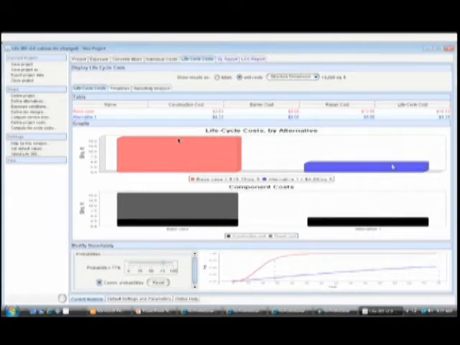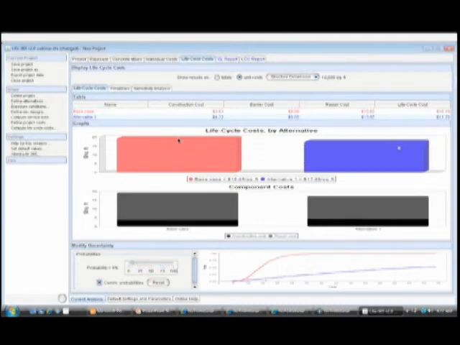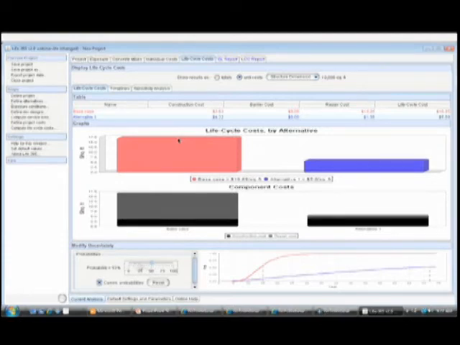Blue still has a lower life cycle cost. We can get down to fairly low values, and at some point we're going to catch where those lines cross, but even at low values, you're seeing that this still has a lower life cycle cost. So to summarize, by modifying these probabilities, you can see that regardless of the probabilities that we've selected, alternative one still has a lower life cycle cost.